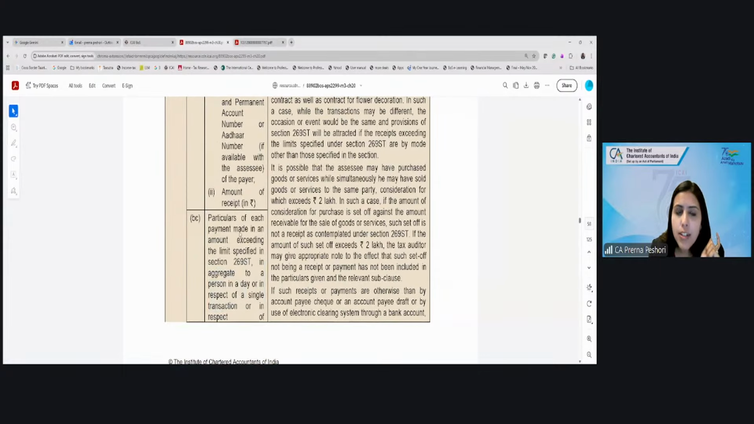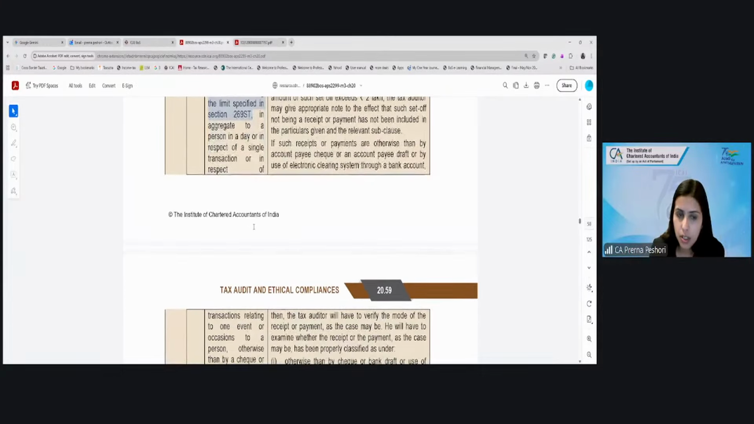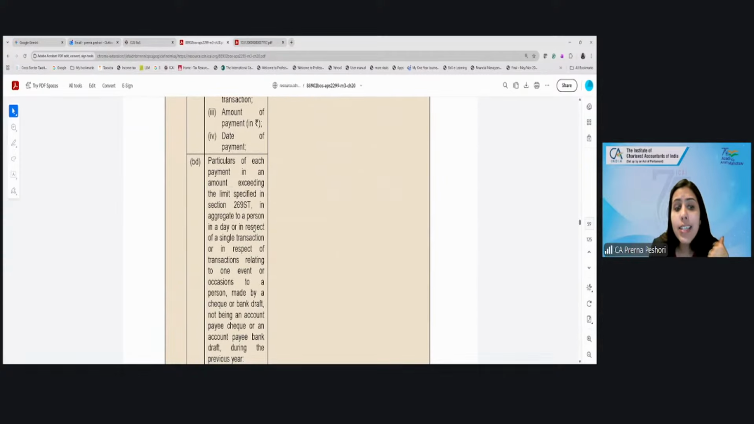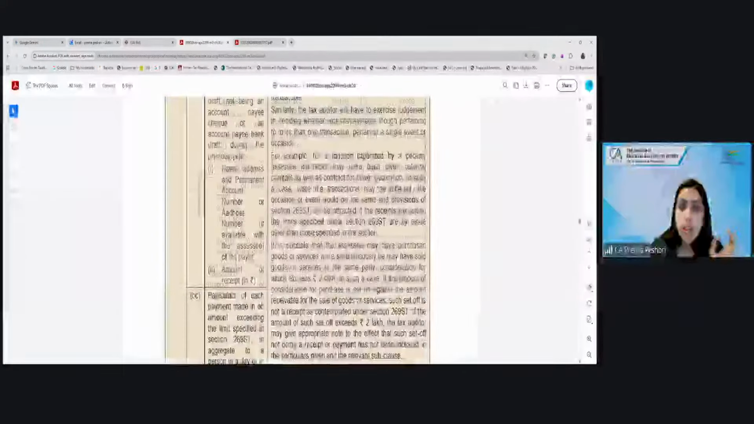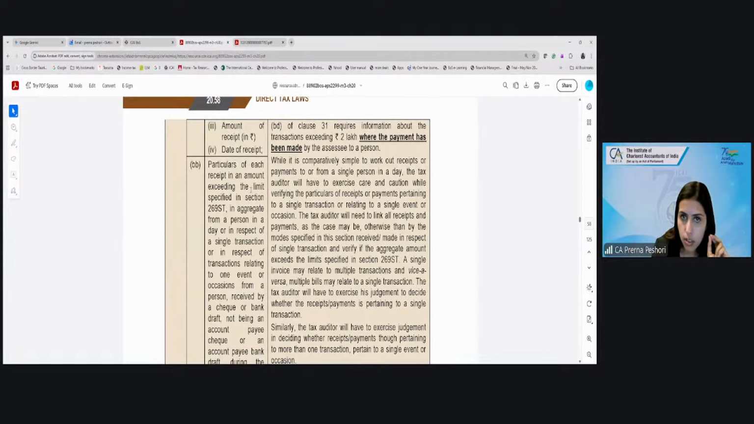Whereas in BC, what it is saying, particulars of each payment made in an amount exceeding the limit specified in 269 ST. So BA, BB is for the receipt. BC is for the payment made to a person, which is otherwise done by a check. And BD is otherwise done by an account payee check. Again, it is a payment. Are we getting it? So both the payments as well as the receipts need to be mentioned in this entire clause.